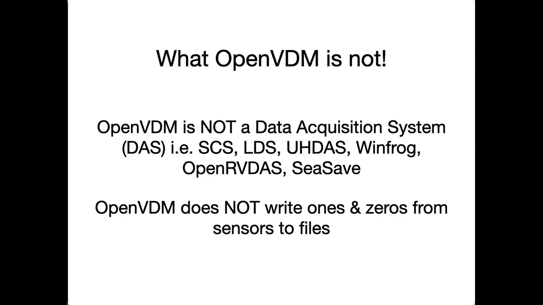So real quick, again, for those that aren't familiar with OpenVDM, I think the number one misunderstanding that comes up is what OpenVDM is not. A lot of people, when OpenVDM comes up, their go-to is, no, we're already using RVDAS, or we're already using, you know, WinFrog or SCS or some other logger. That is not what OpenVDM is. OpenVDM is not a data acquisition system like WinFrog, like SIS, like SCS, like UHDAS, CSAVE, etc. It does not write ones and zeros to files.